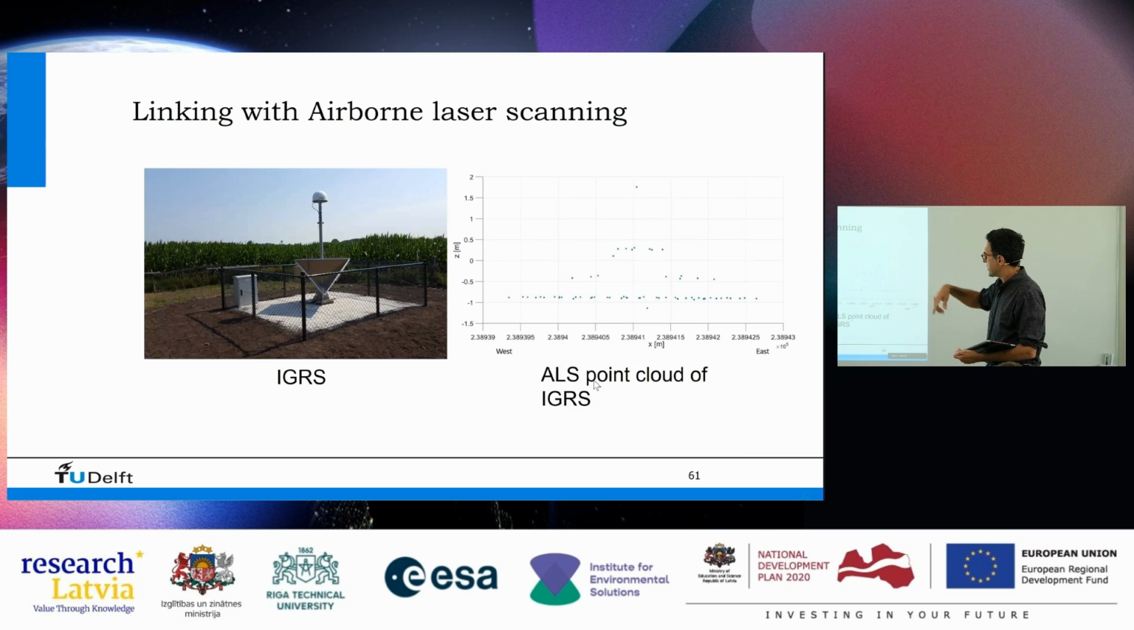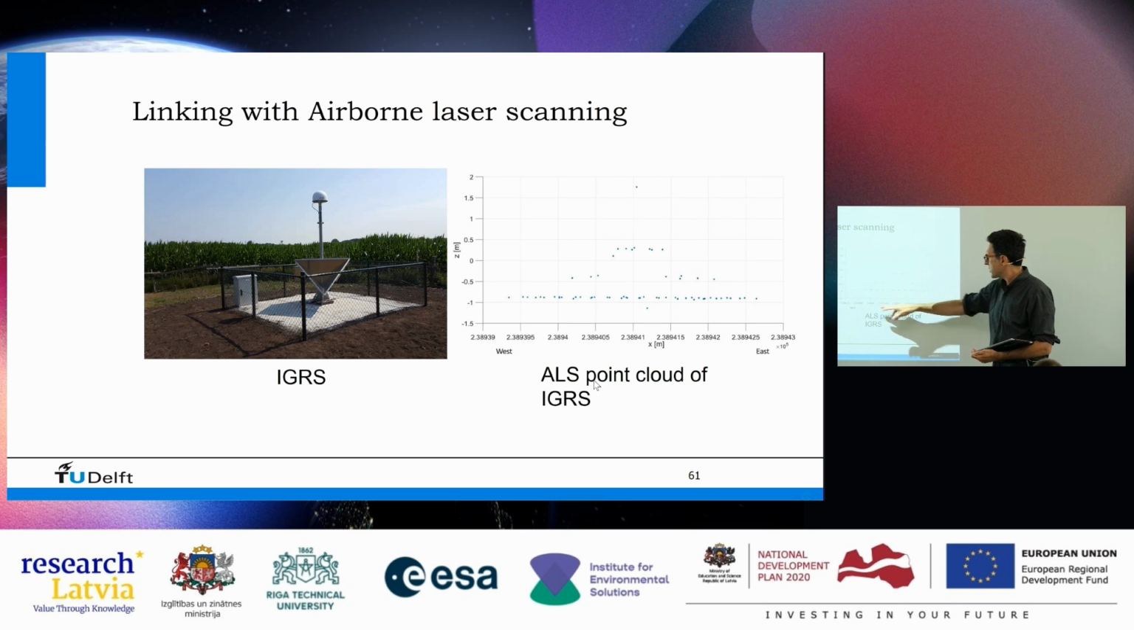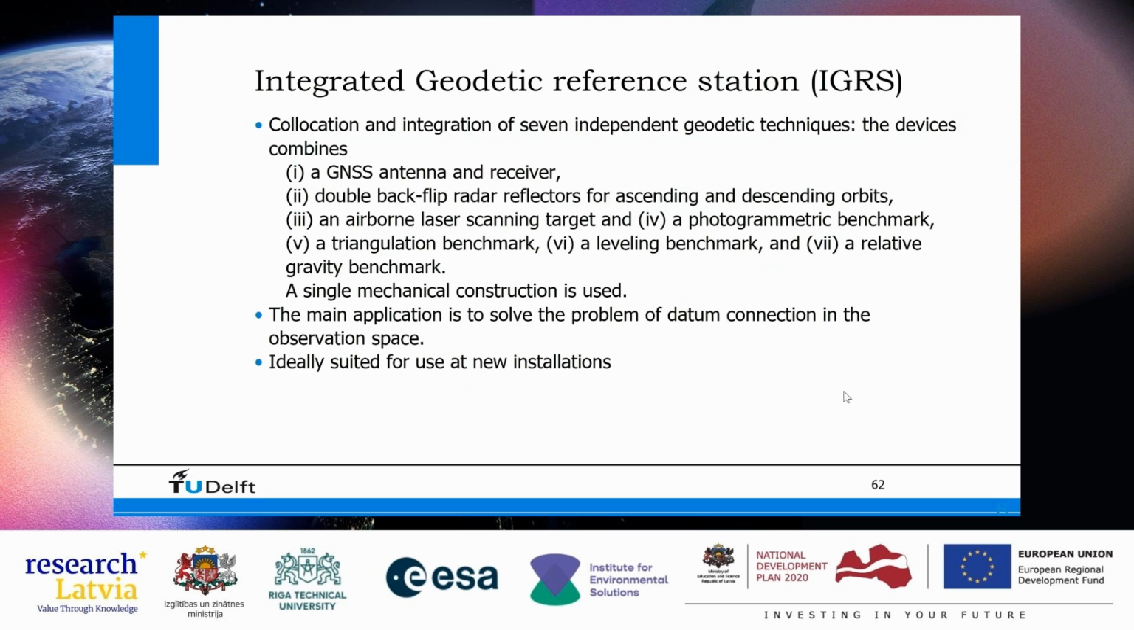If you do the airborne laser scanning, it looks like this. So here we have points on the ground. This is from west to east, and this is the elevation. And these little dots over here are the little dots that come from the horizontal plate. So that we tie our whole Dutch elevation network to that.